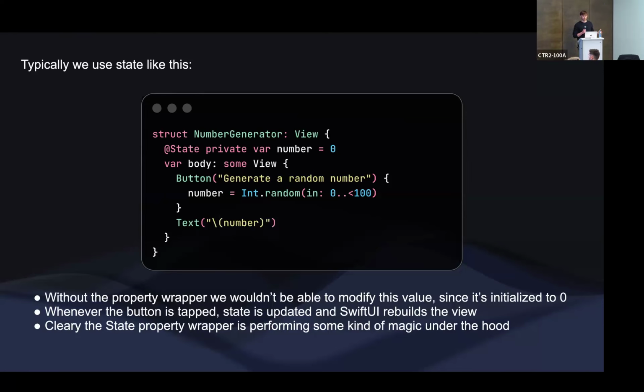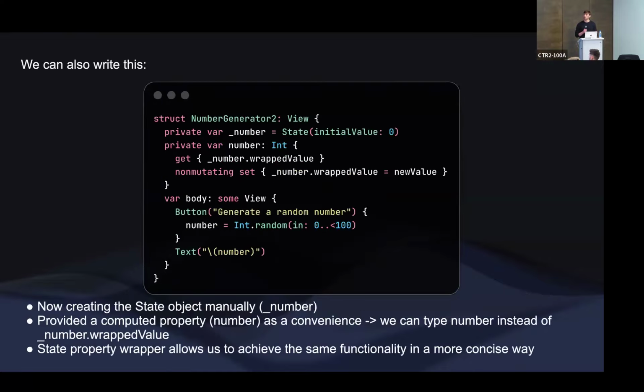So clearly from this example, we can see that SwiftUI is using the state property wrapper to perform some kind of magic under the hood. But we might be wondering about what state is doing and how we can use state in SwiftUI. So looking at the second example here, this is the exact same as the first example, but this time we're not using the state property wrapper. We're manually creating our state.